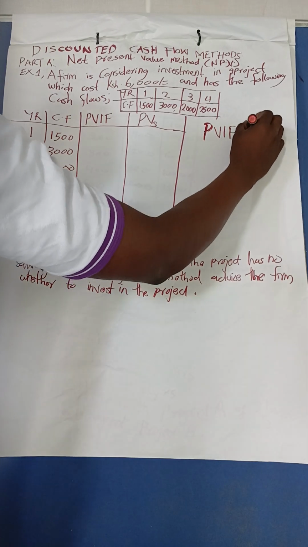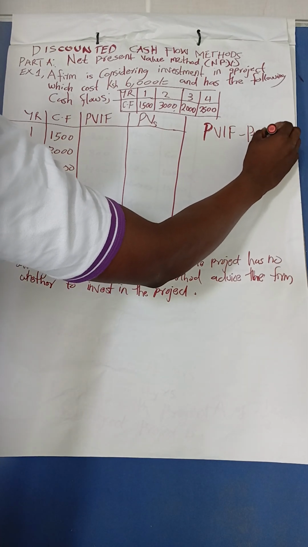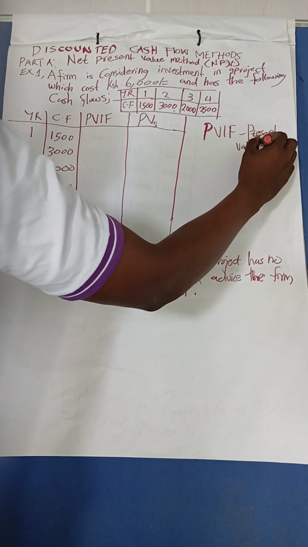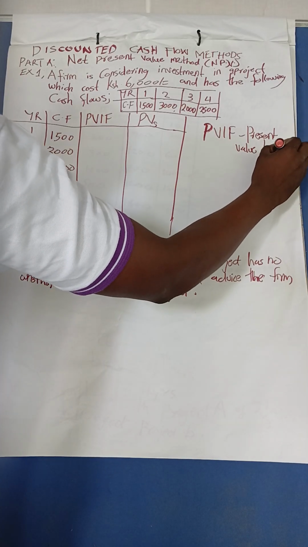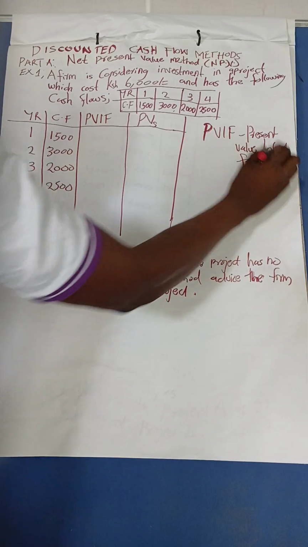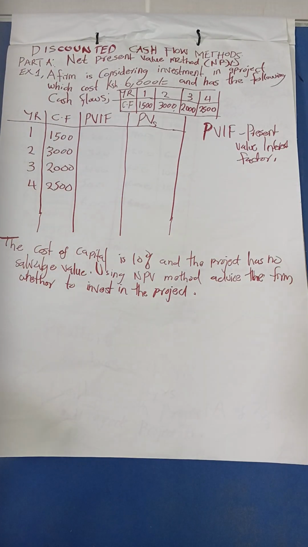You can call it present value interest factor. Yeah, present value interest factor. This is just a fact. It's used to calculate the present value of a future amount of money.